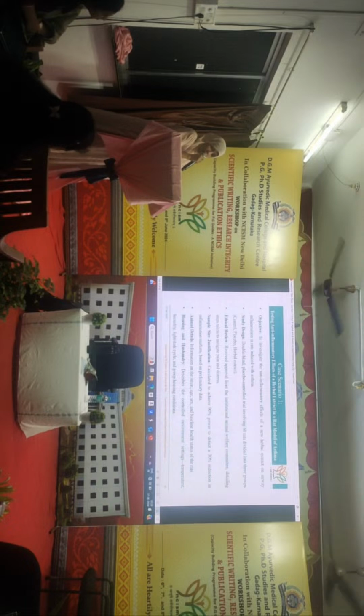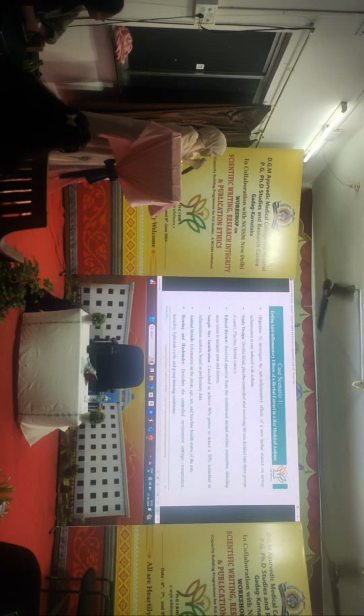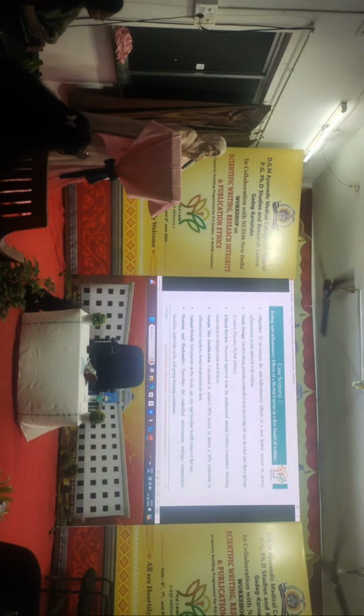What will be our objective? The objective, only the title will be given. The rest all you have to fill. So how? To investigate the anti-inflammatory effects of a new herbal extract on airway inflammation in rats induced with asthma. That will be our objective. To see what are the anti-inflammatory effects of a herbal concoction.